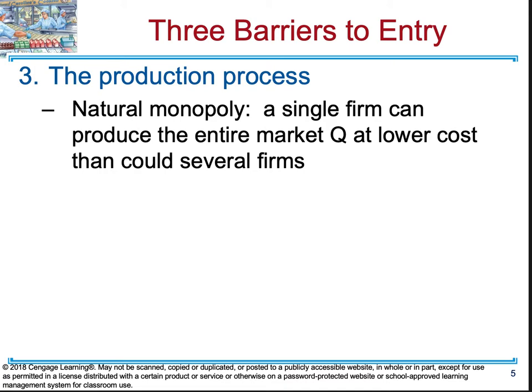When monopolies are good is when you have a natural monopoly. Basically, a single firm can produce the entire market quantity at a lower cost than several firms. So an example of this would be, let's just say you have a railway system in your city. Now, with a railway system, what comes with a railway system? You need to be able to pay for the tracks, have routes set up, and so forth.